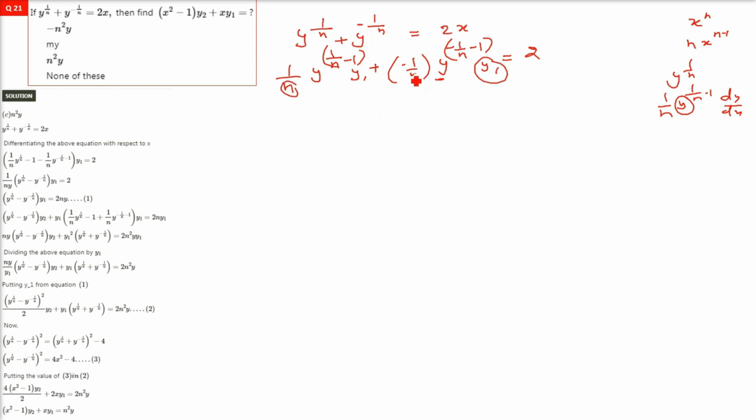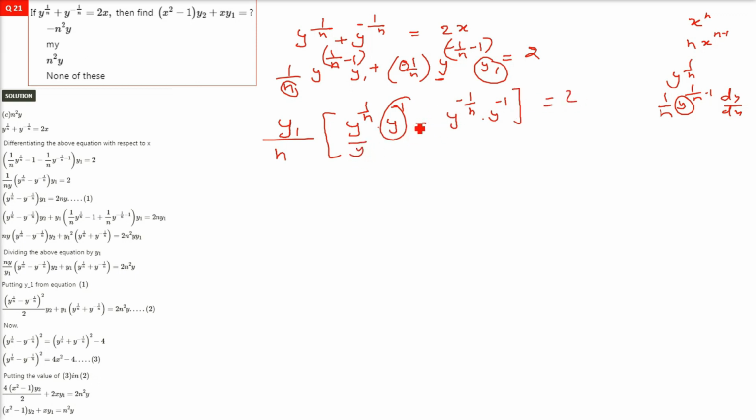So this y1, we'll take y1 outside. y1 is simply the differentiation. 1 by n also we can take out. So y1 by n it is. Now y to the power 1 by n minus 1. And since y to the power 1 by n minus 1 can be written as y to the power 1 by n into y to the power minus 1. Here also y to the power minus 1 by n here, and y to the power minus 1. So we can see that y raised minus 1 is nothing but 1 by y.